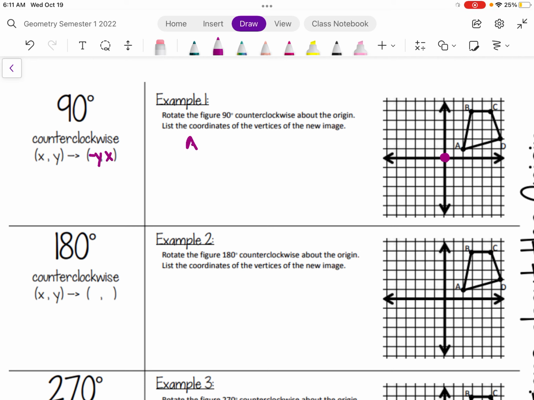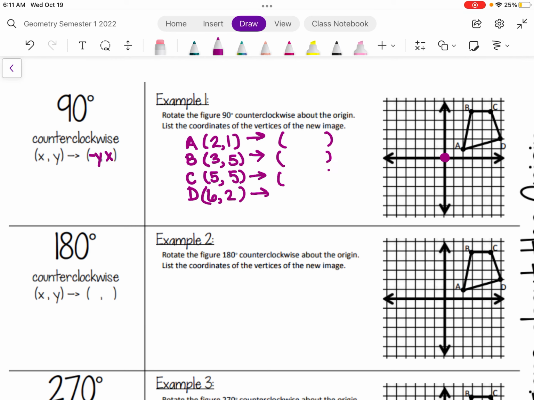So what does that look like? Well, right now, A is at 2, 1. B is at 1, 3. C is at 5, 5. And D is at 6, 2. So if I want to find the rotation points, I'm going to flip X and Y.